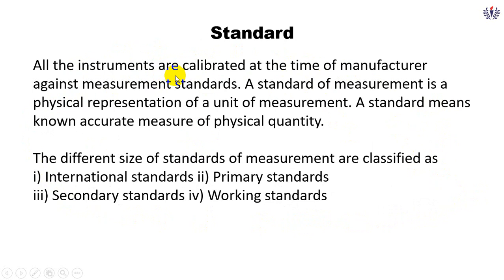All instruments are calibrated at the time of manufacturing against the measurement standard. The standard of a measurement system is nothing but a physical representation of a unit of measurement. A standard means it is known for its accuracy of measure of the physical quantity. The different sizes of standard of measurement are classified as: first one is the international standards, second one is primary standards, third one is the secondary standards, and fourth one will be the working standards. We can see each type of standards in detail.